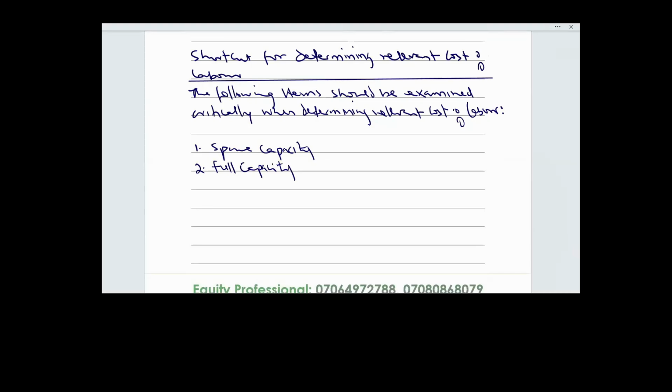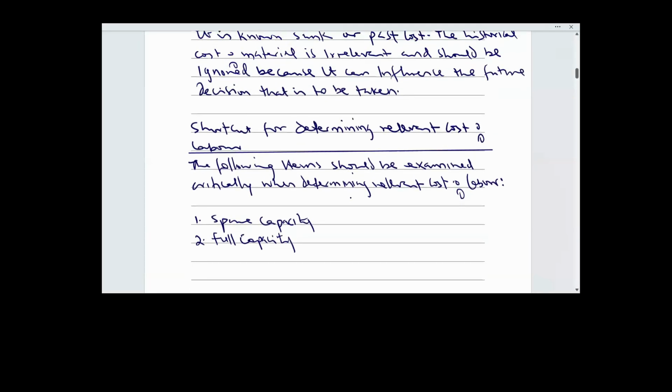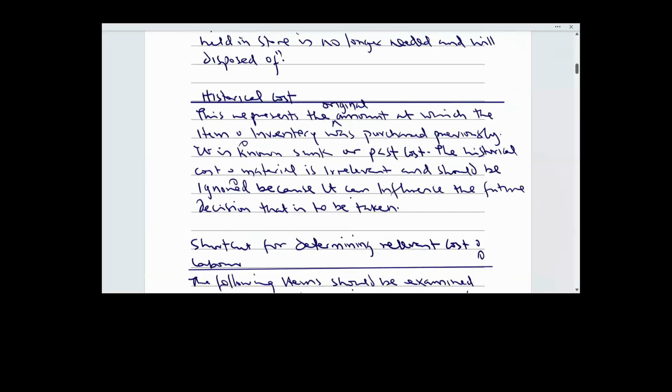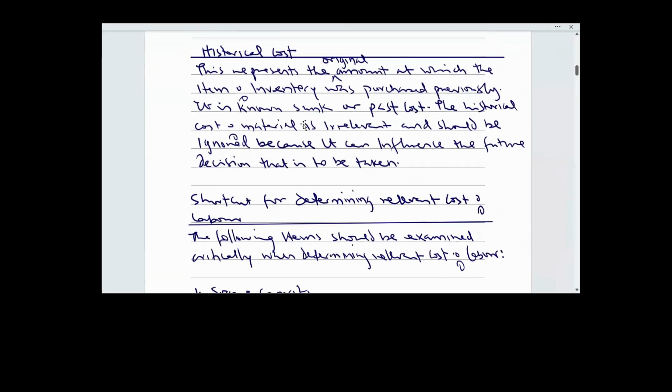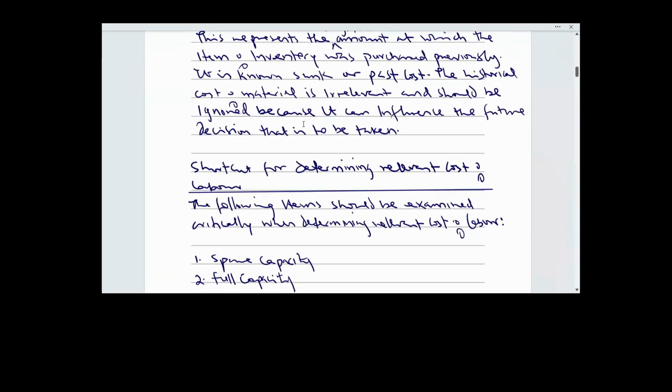Now, before we begin to discuss this, let me know if you have any question to ask me under the shortcut for determining relevant cost of material, where I mentioned current purchase price, disposal value, and then historical cost. Do you have any question on that? If you have, just raise your hand and let me give you a clarification. If not, then we proceed to the shortcut for determining relevant cost of labor.